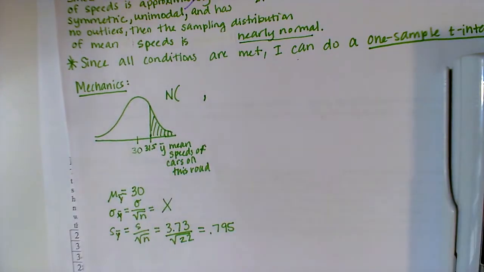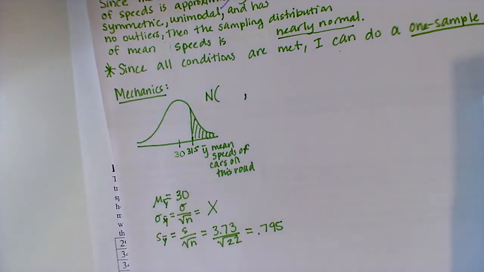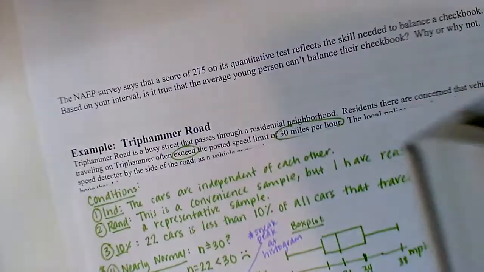Why did I put 30 here? Remember, this number that goes in the middle of the normal model is always taken directly from your problem.